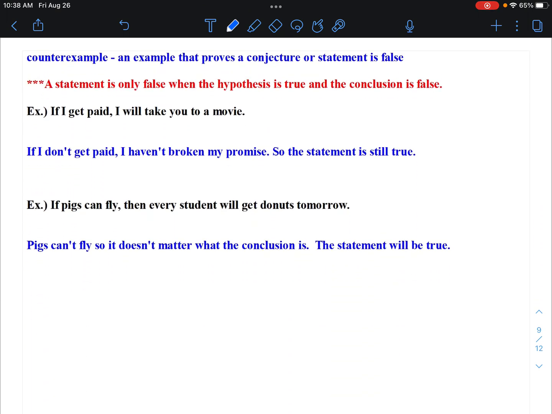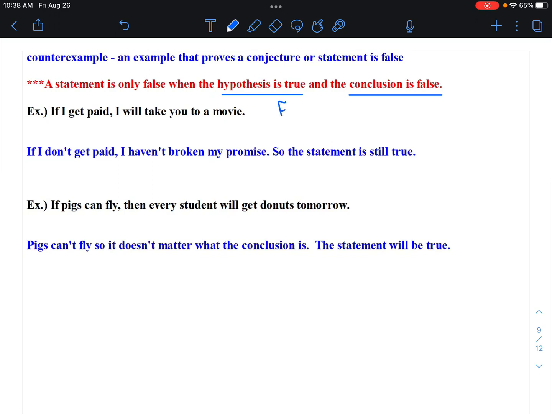Counterexample. Now we're going to start to get into whether a statement is true or false. And we're going to talk about conjectures, which we defined yesterday. But in red, the most important thing to know when you're trying to prove one of these statements false is that the only way it can be false is if the hypothesis is true, and I'm underlining that, and the conclusion is false. That is the only way. Okay?